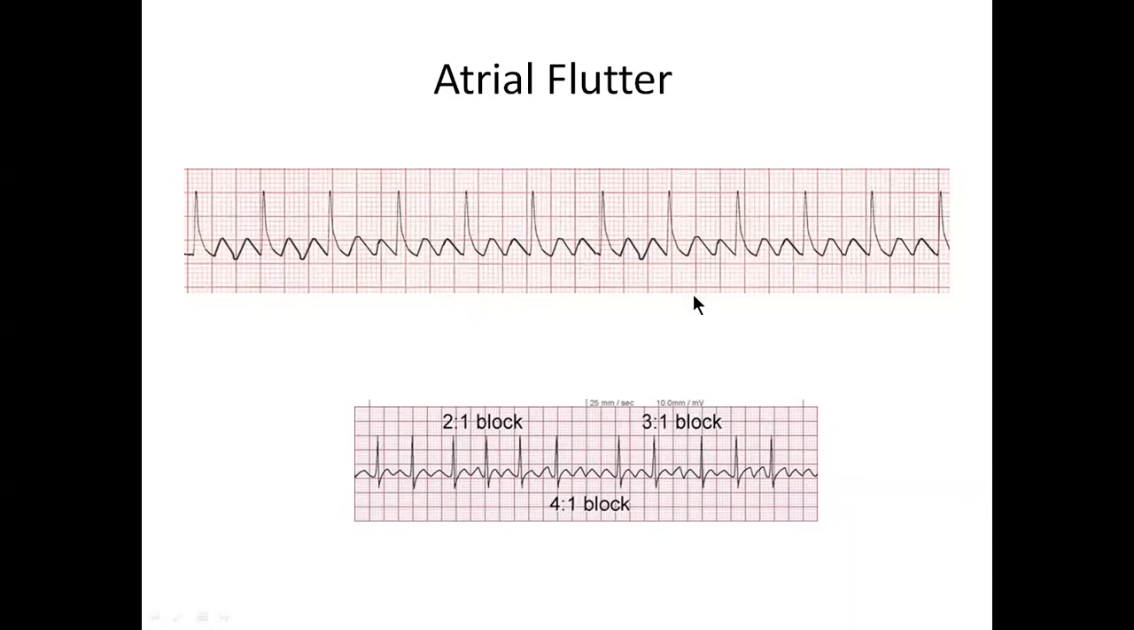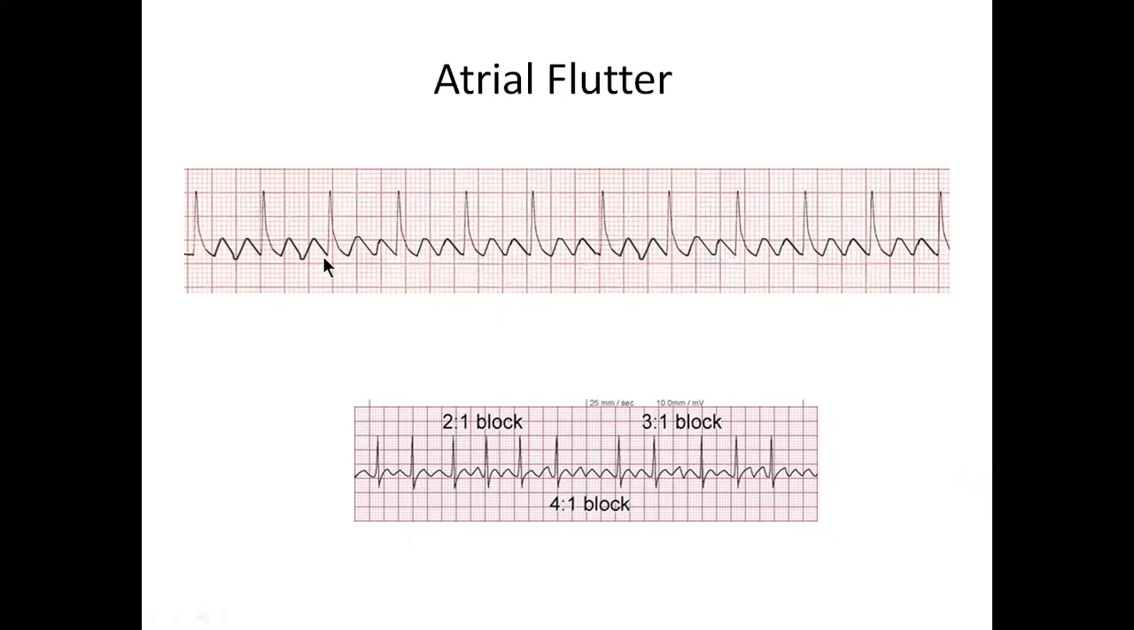Next, just like we always do, we should check the rate. So this is 300, 150, 100. So this rate is 100. And then we check to see whether it's regular or irregular. It's pretty regular. And then we look for P waves. These are actually arising from the atria, but they are not arising from the sinus node. So you have to remember this pattern and know immediately that this is an atrial flutter.